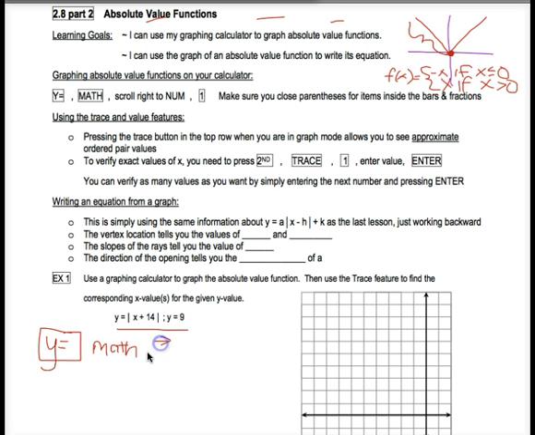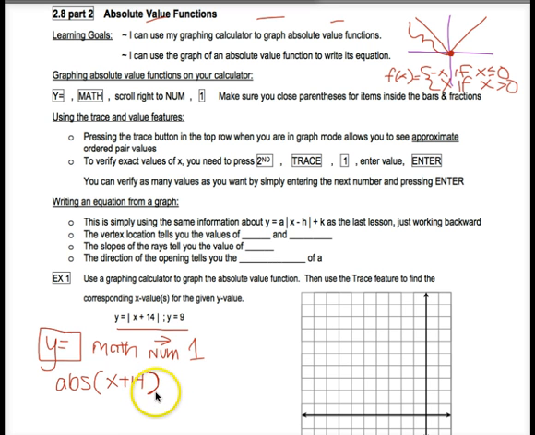Then you're going to scroll right to the NUM, and you're going to choose choice 1. That should either bring up the absolute value bars or bring up something that looks like this, ABS parenthesis, and then you're going to type what goes on the inside. So in this case, x plus 14. If you have the old version, 83 or 84, you have to close the parenthesis. If you have the newer 84 where it has the bars instead of the ABS, just scroll to the right so that your cursor goes outside of the parenthesis.